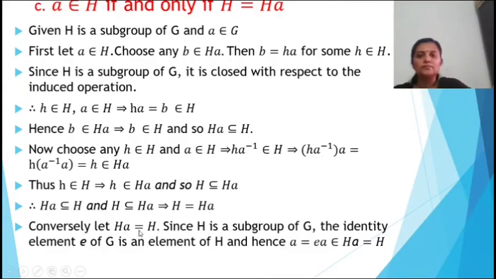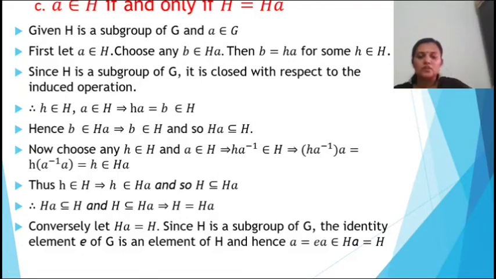Conversely, assume the next part, Ha equal to H. Since H is a subgroup of G, the identity element is an element of H. So a equal to ea, an element of Ha, is equal to H.